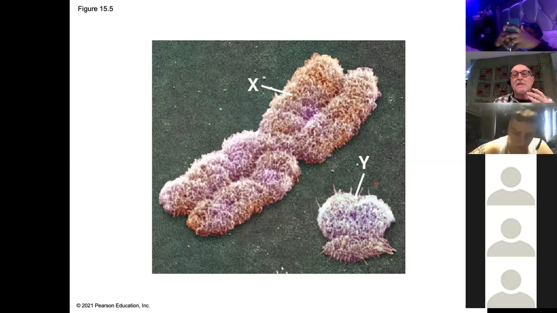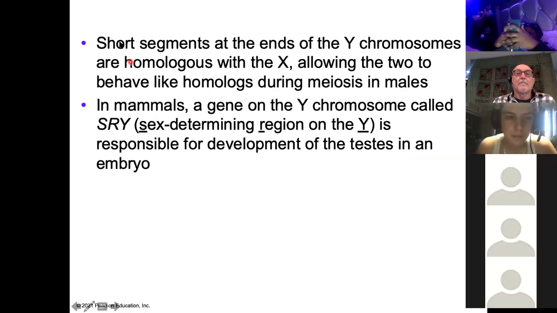But as soon as you have the sex determination gene operating, and it gets the fetus to produce and respond to testosterone, that drives the development of the male morphology. So they still behave as homologous chromosomes, even though they don't carry homologous genes on them.